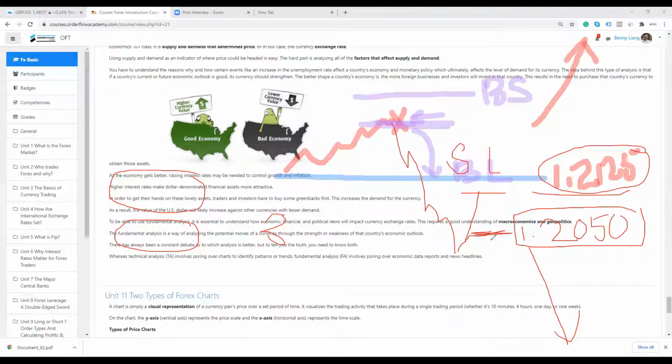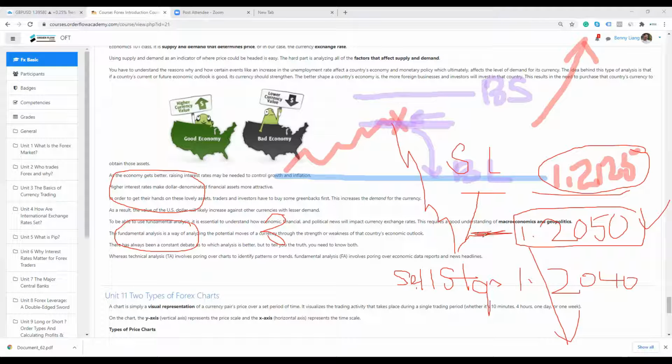So if you want to sell below, let's say 1.2040, what kind of order can you put in? The current price is 1.2050 right now, and you want to sell at 1.2040. What order do you put in? Sell stop. Yes, sell stop.